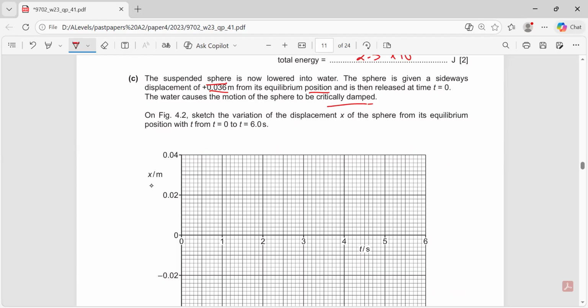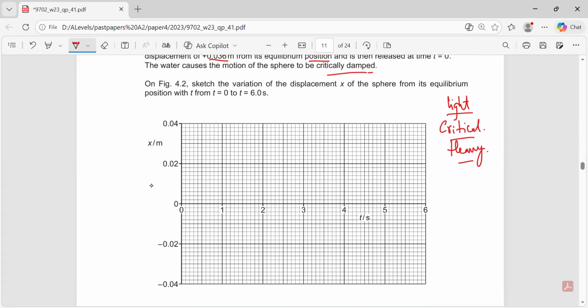Yes, guys, can you tell me what's the meaning of critically damped? What is damping basically? Reducing of amplitude over time. Yes, the reduction of the amplitude or the energy of any oscillating body due to resistive forces is called damping. And we have three types of damping: light damping, critical damping, and heavy damping. These are the three types of damping which we have already studied.